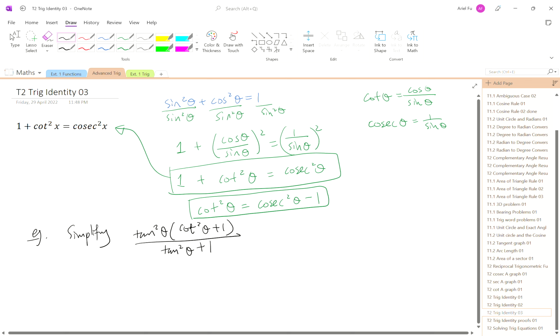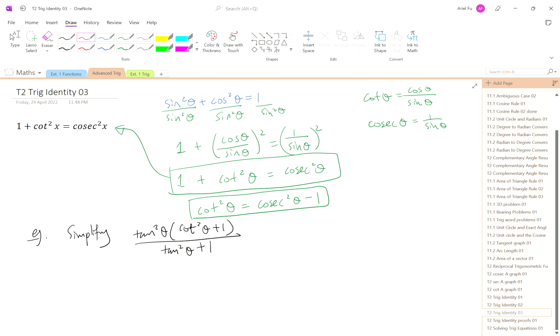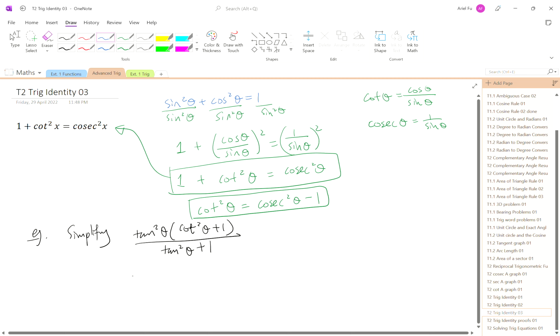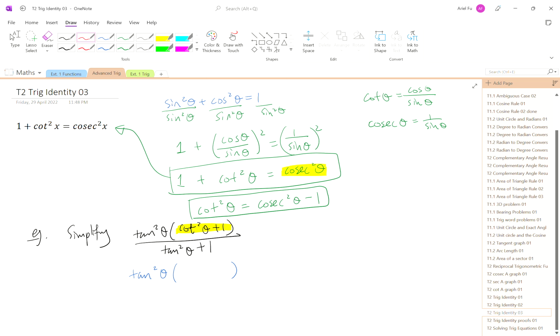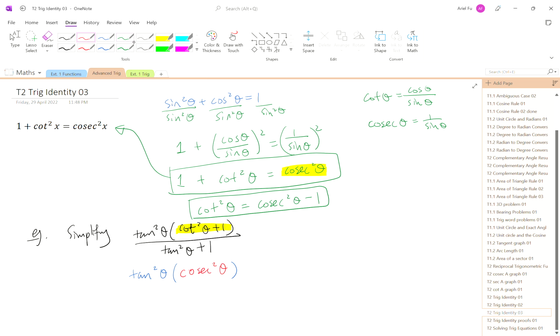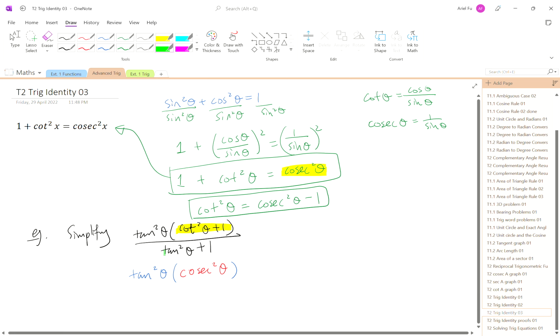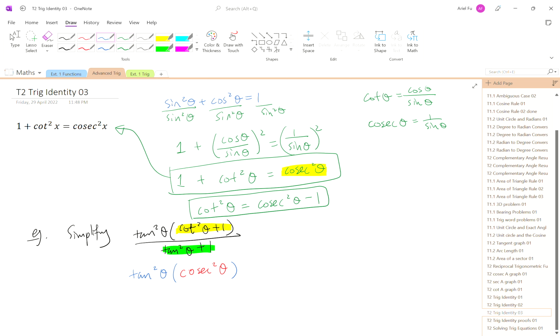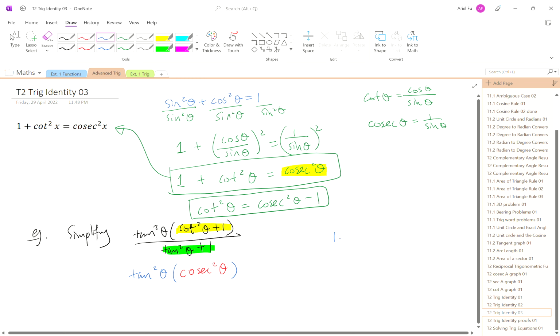Now that expression looks horrible, but as you simplify it, you see that a lot of things will cancel out. Cotangent squared plus 1 equals cosecant squared, so I can replace what's inside the bracket with cosecant squared theta. And I know from a previous video that tangent squared theta plus 1 equals secant squared theta, so I'm going to replace this part with secant squared theta.